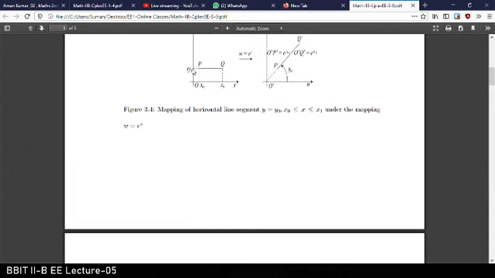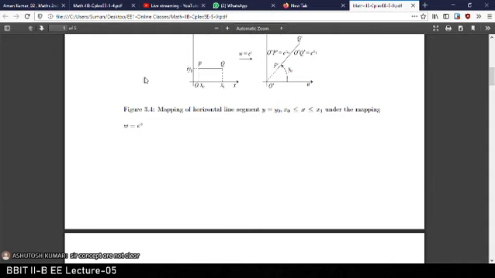And Q is on the y-axis. That means for Q, x is 0. In that case, OQ is e to the power 0, which means 1. So it will be 0 to 1 somewhere here. So P dash will be here and Q dash will be somewhere here where the length is 1.